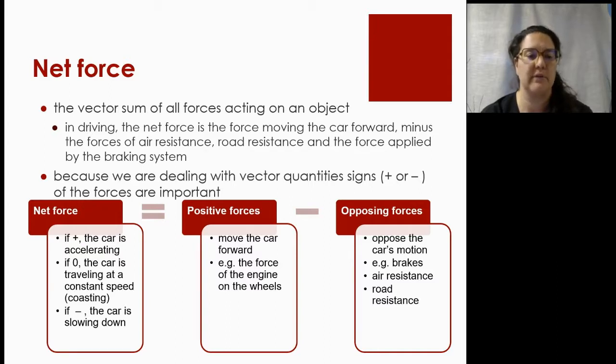So if the car is accelerating, the net force is positive. If 0, the car is traveling at a constant speed. And if the net force is negative, the car is slowing down. So positive forces include the force of the engine on the wheels, and the opposing forces are the friction, road, air resistance, as well as brakes.